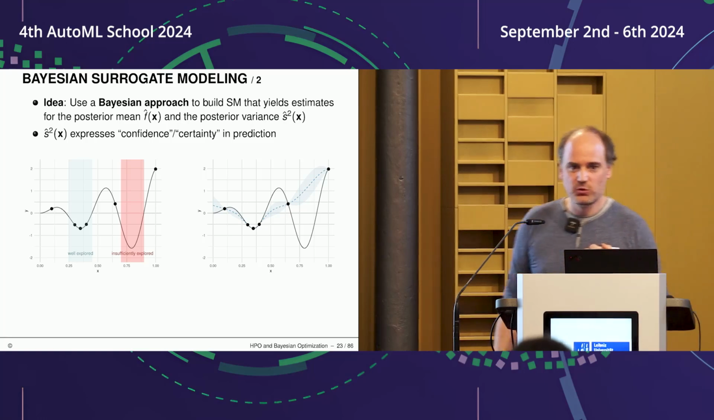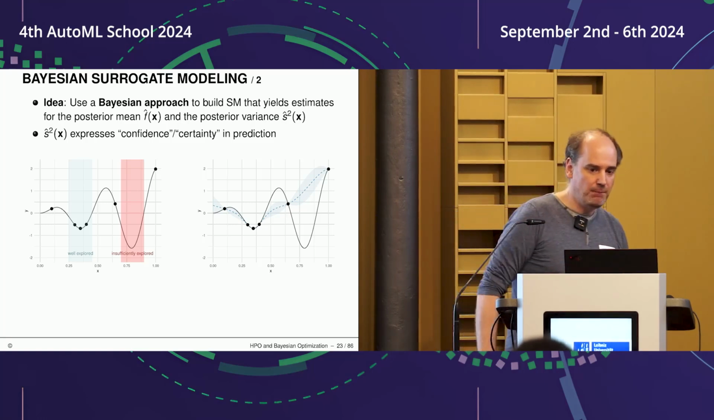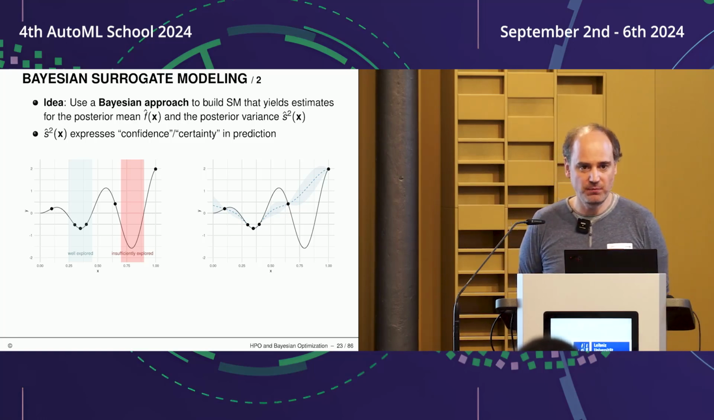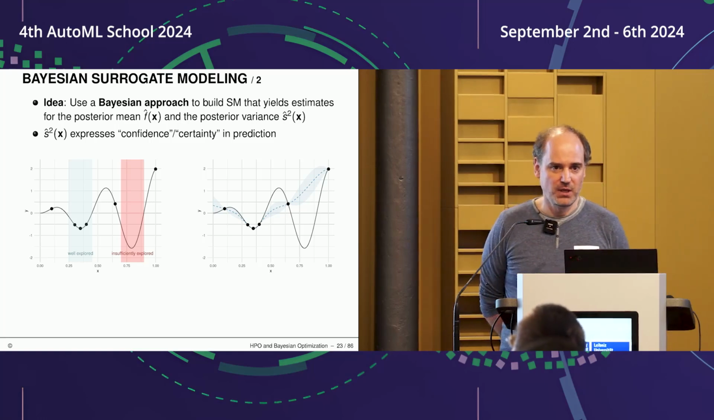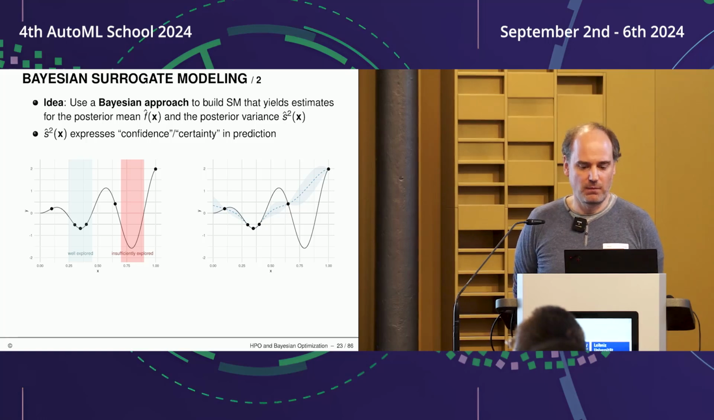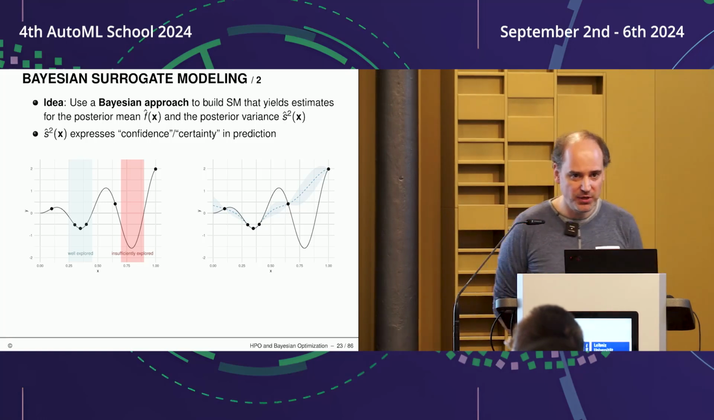And here our idea is to use, I can do more or less air quotes now, a Bayesian approach to build a surrogate model. So we get something like a so-called posterior mean prediction. This is just our regular prediction function. If you get a little bit confused by these somewhat fancy terms, and the posterior variance, okay? So either posterior variance, which I will write as s hat squared, or the posterior standard deviation, which I would just write as s hat, okay? So this would express confidence, certainty in our prediction.